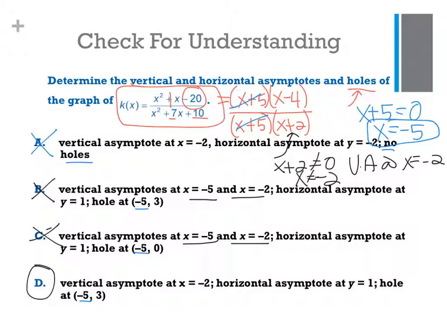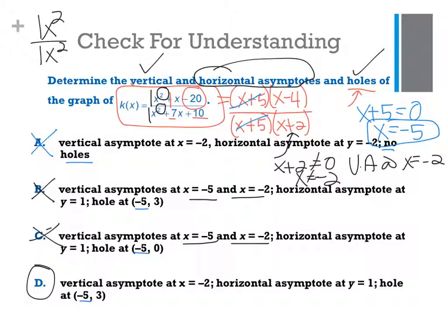I have identified vertical asymptotes and holes. My horizontal asymptote, because my degree is the same on top and bottom, I'm going to divide my lead coefficients, which is 1x squared over 1x squared. If I divide my lead coefficients, 1 divided by 1 gives me 1. So I'm going to have a horizontal asymptote at y equals 1, which is what letter D states. So for sure, D is the correct response for this problem.